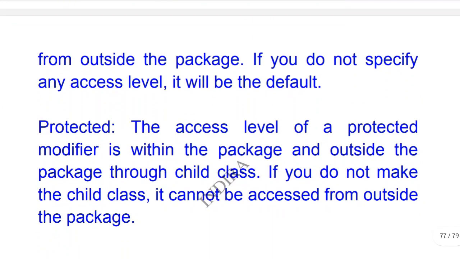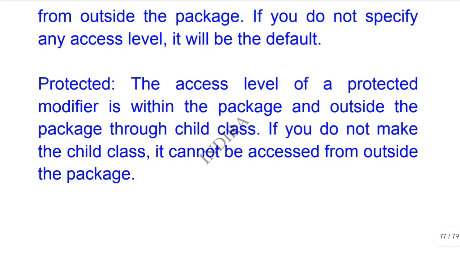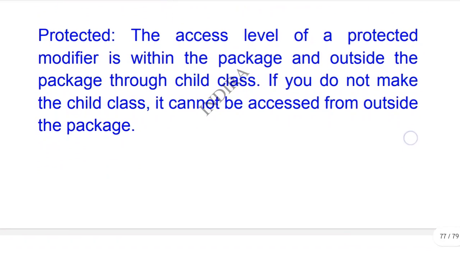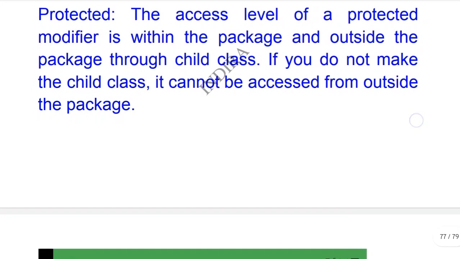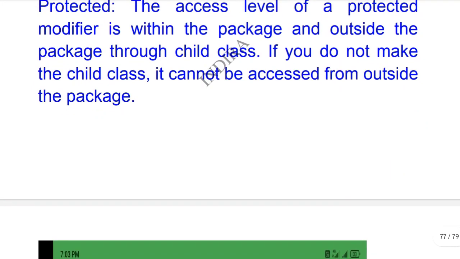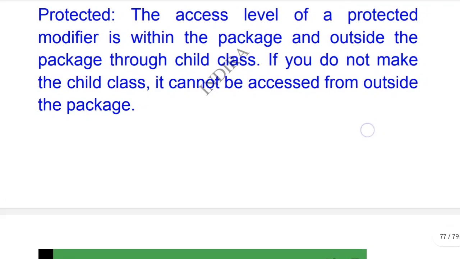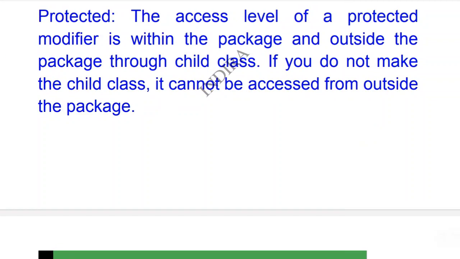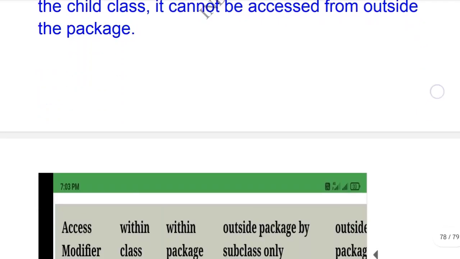Protected: the access level of a protected modifier is within the package and outside the package through a child class. If you don't make a child class, it can't be accessed from outside. So the protected access modifier gives more security for the program structure. So it is within the package and outside of the package to the child class. By using a child class we can access this protected modifier.